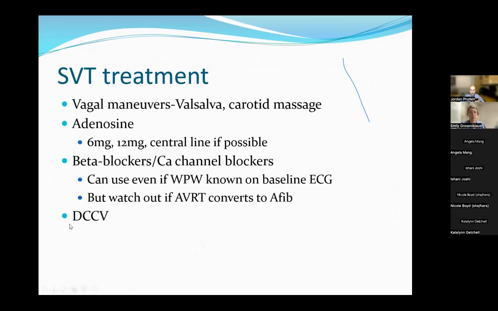And we'll skip over this. And cardioversion is what you can do if you have someone who's recalcitrant, especially if they are hypotensive with it. But it's pretty unusual to need to cardiovert SVT.